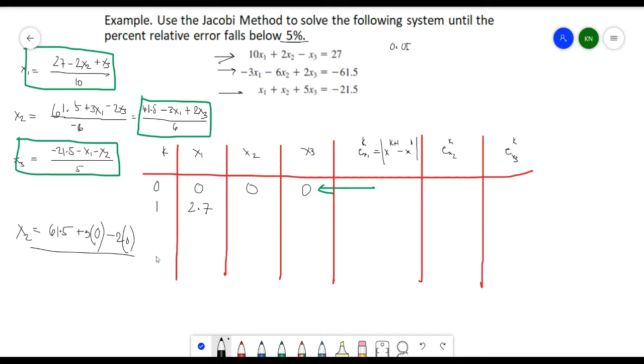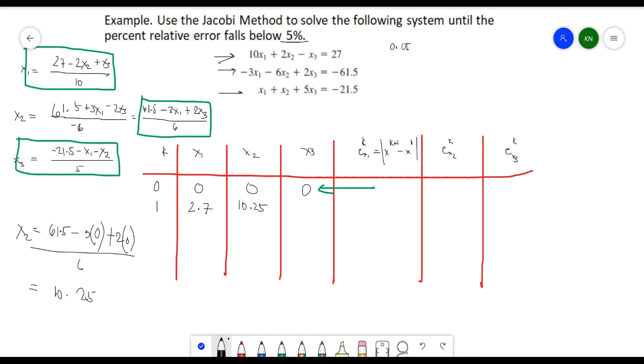No, that should not be. This should be minus and this should be plus. So minus and then plus and then 6. So that gives us equivalent to 10.25. So meaning to say, the value we will put here is 10.25.